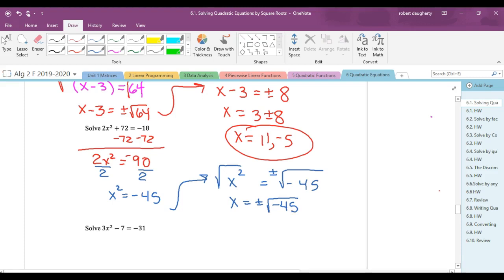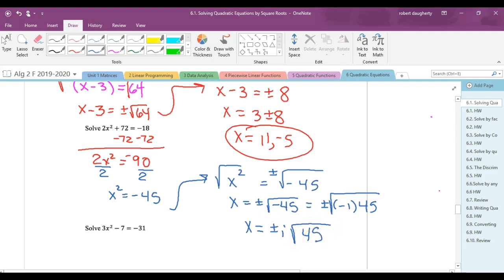Okay. So, guys, how do I take the square root of a negative number? What is it going to have in it? So this is going to be plus or minus, what is it? Negative 1 times 45. Okay. I'm having a bad smartboard day here. What's the square root of negative 1? i. So this is x equal plus or minus i times the square root of 45.